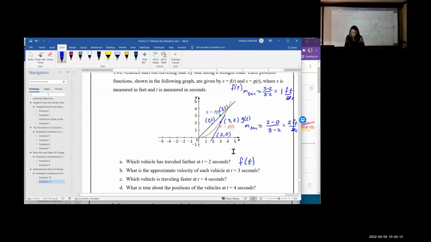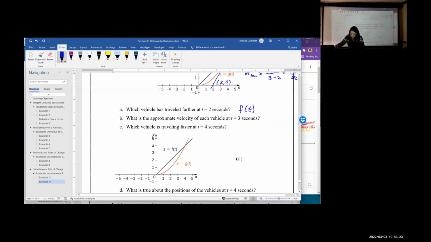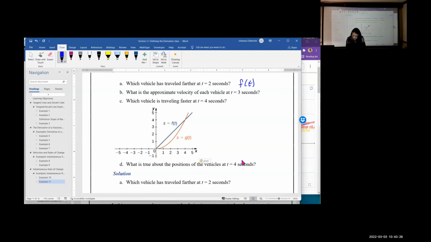So which one's traveling faster at 4 seconds? At 4 seconds, I'm going to copy my picture again so that I can do another picture of it. At 4 seconds, I need to think about the rate of change of the tangent line. It hasn't changed on F. It's the same linear function, 1 over 1. But on G, it's gotten very steep. So it's definitely traveling faster on the G function at 4 seconds.